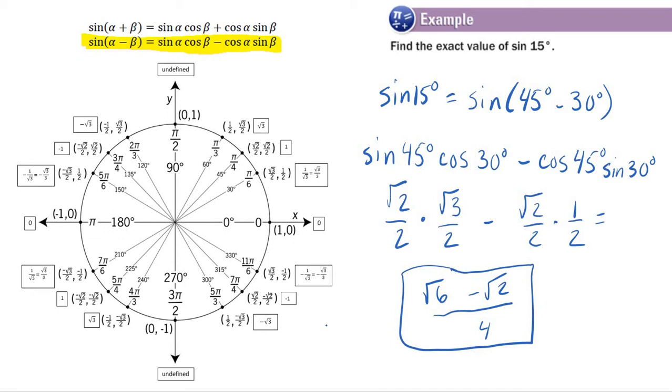Okay, so the key, whatever they throw at us when we're using these, you want to find two angles from our unit circle, because we know those exact values, that add or subtract in such a way to give us the angle that they want. Then it's just plug and play.